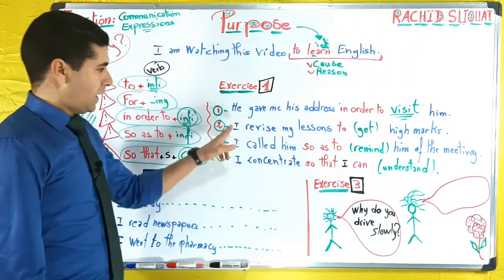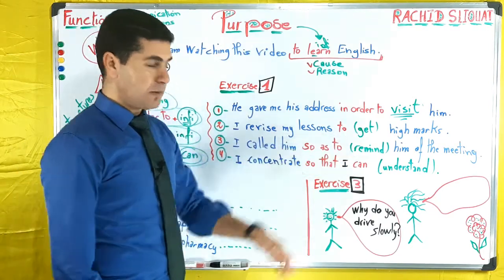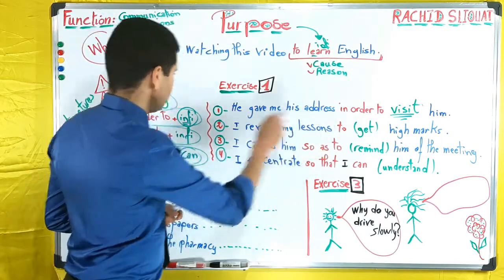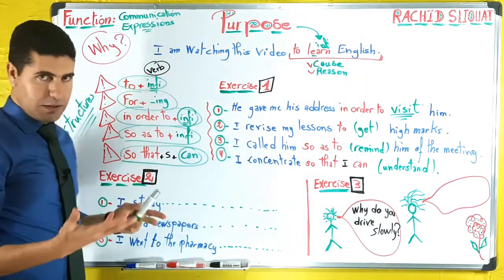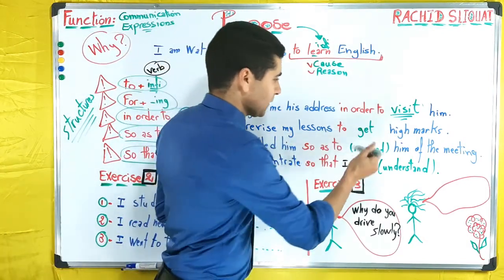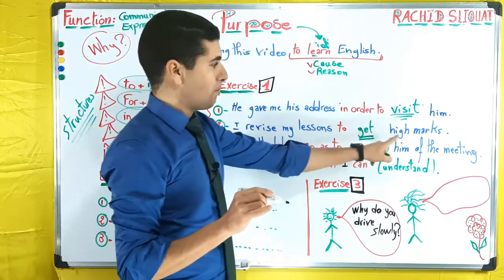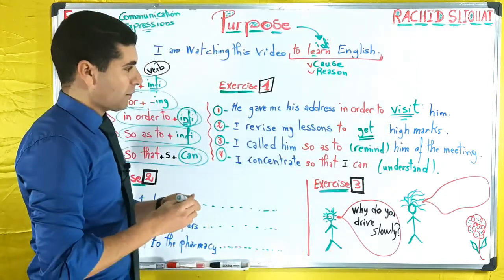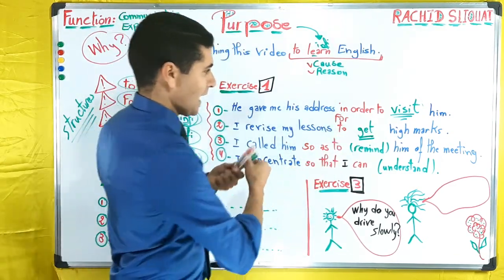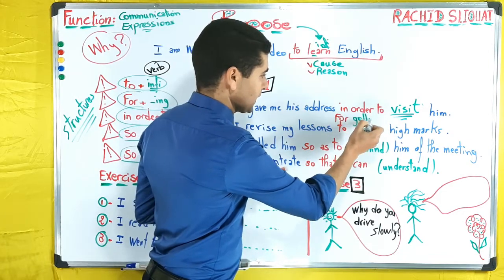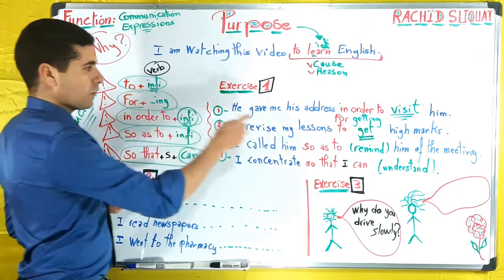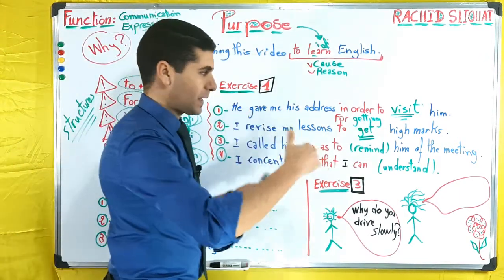In number 2, I revise my lessons to, the verb get, high marks. To get high marks, okay? So here we have "to" plus infinitive, and as I said, the verb is not conjugated. So we can say, I revise my lessons to get high marks. Now, if we have "for", we can say for getting high marks, because for plus ing. I revise my lessons for getting high marks, okay?